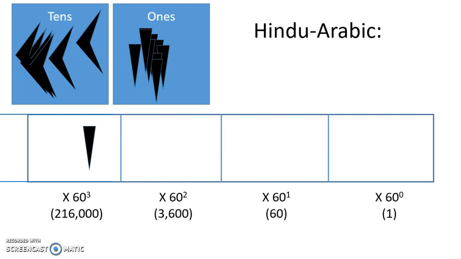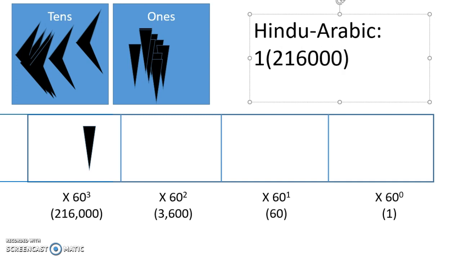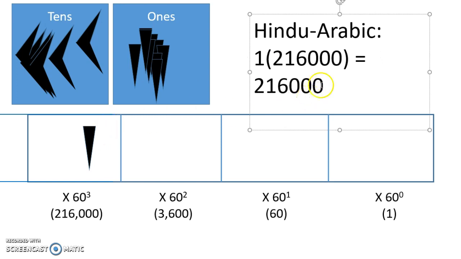Let's try another one. So go ahead and pause the video and see what you think this one would be. Okay, here we just have 1, and it's getting multiplied by 216,000. So 1 times 216,000 would give us 216,000. So that single character there suddenly becomes much more powerful than when it was sitting right here.